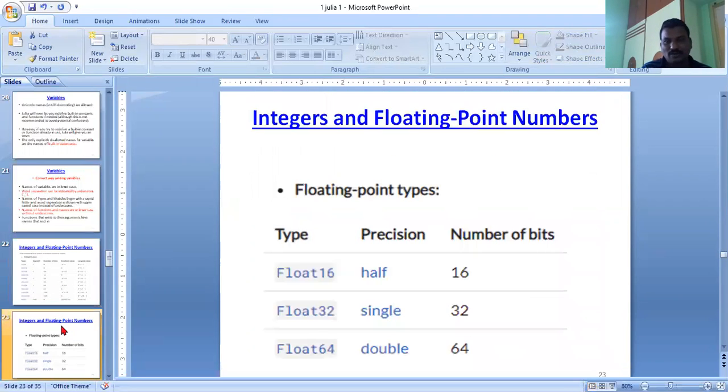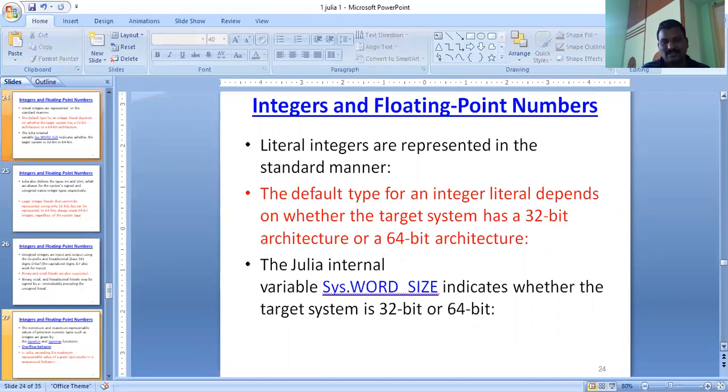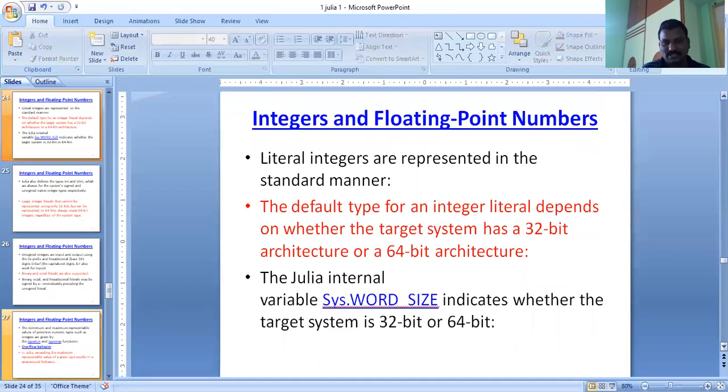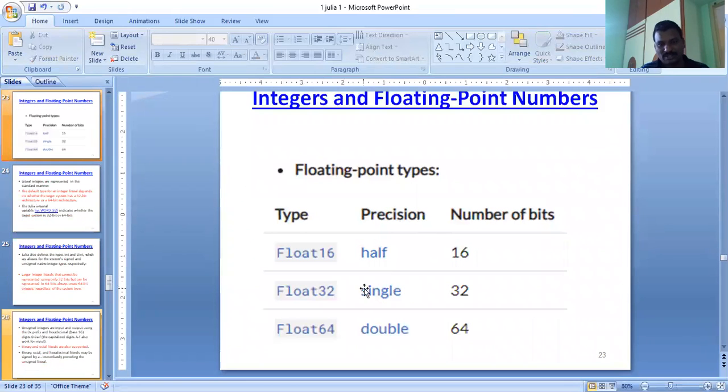Similarly, for floating point numbers, different floating point types are there. What are the different floating point types? Float16 means half precision, and the number of bits is 16. Then Float32, and then Float64, where the precision is 64 bits. In this way, you take the float values.